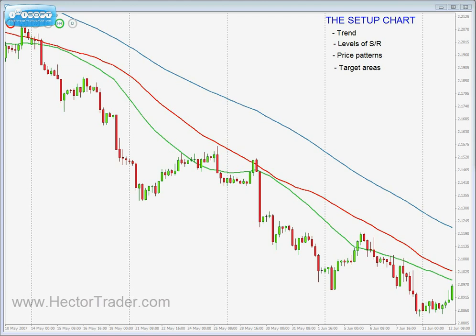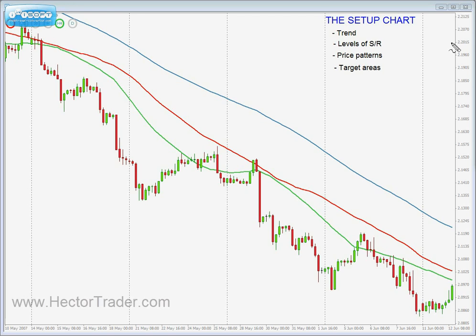I'm not going to be looking for moving average parallelism in the trigger chart or in any other time frame. Wherever they apply, whatever time frame those moving averages are falling in order, basically all the averages are in line, and therefore we can establish that we are in a trending scenario. That's going to be my setup chart, okay?